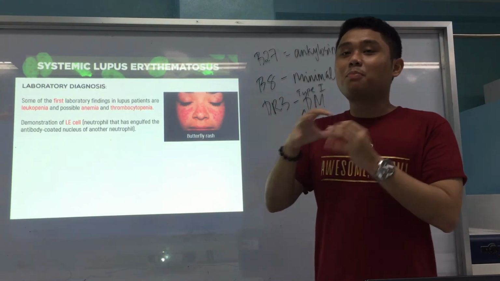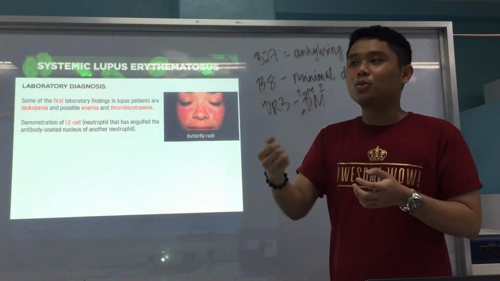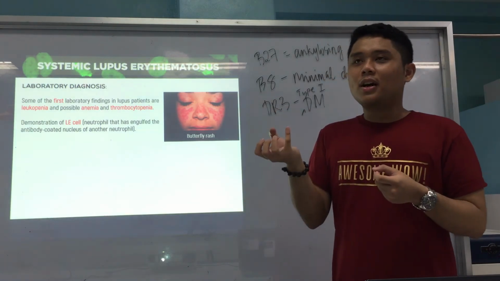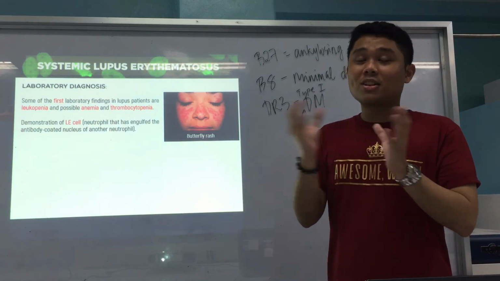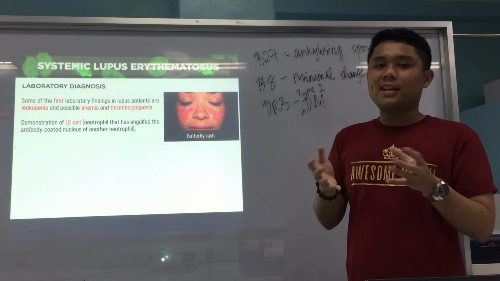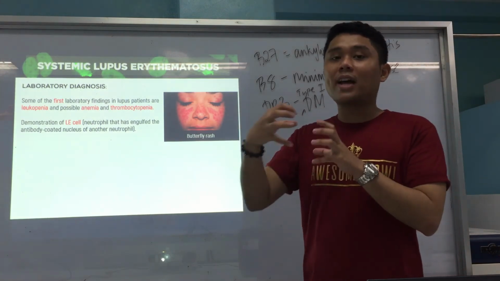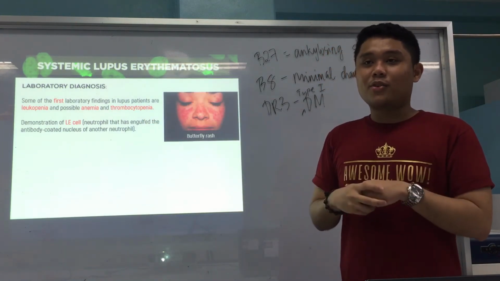You want to expose the nucleus of another neutrophil. So you need to put a stress, you need to put trauma to the cell so that the nucleus of the neutrophil is exposed. And then if you have SLE, there is another cell that will phagocytize or engulf the antibody-coated nucleus of the neutrophil.